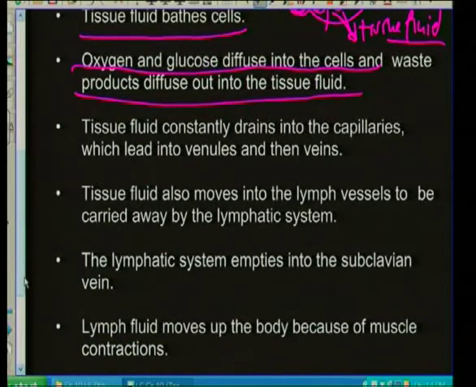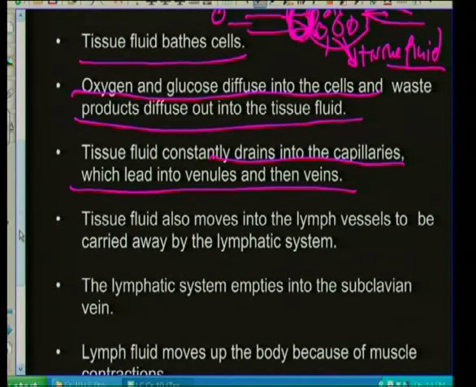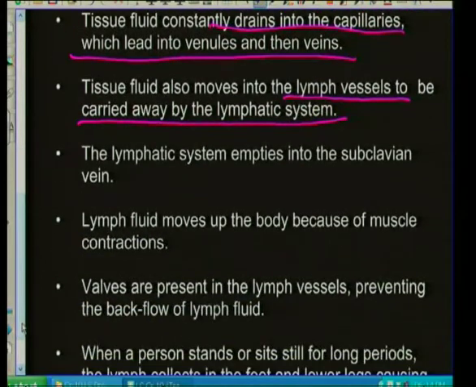Tissue fluid constantly drains into the capillaries, which lead into venules and then veins. So some of it goes back into the blood system, but the bulk of it goes into the lymph vessels to be carried away by the lymphatic system, and the lymphatic system empties into the subclavian vein.